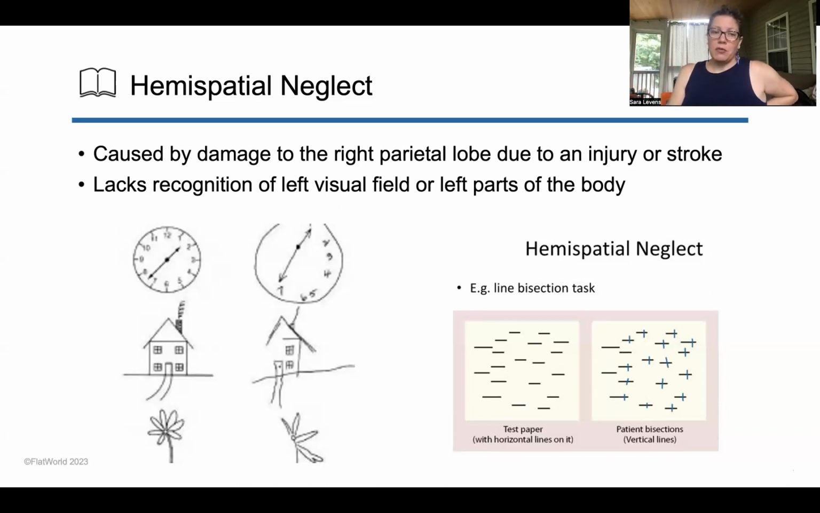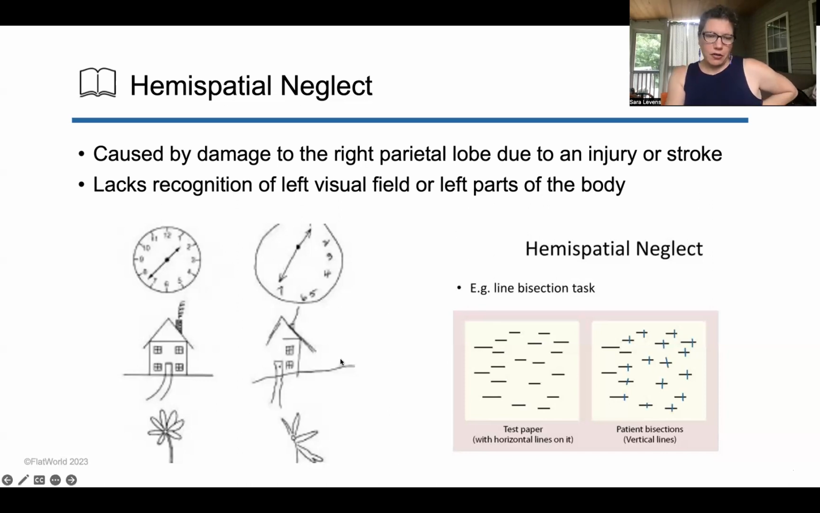And then if you ask them to imagine being at 12, they would describe 7, 8, 9, 10, 11, 12, but would not be able to describe or see the 1, 2, 3, 4, 5, 6, 7 that they had just described previously when they were imagining it from a different perspective. So a very, very fascinating disorder that really tells you a lot about the brain.